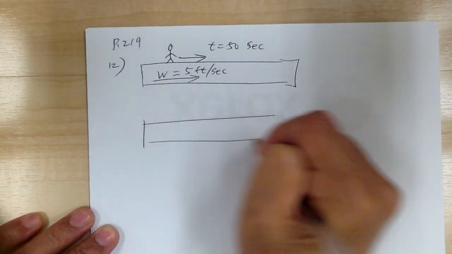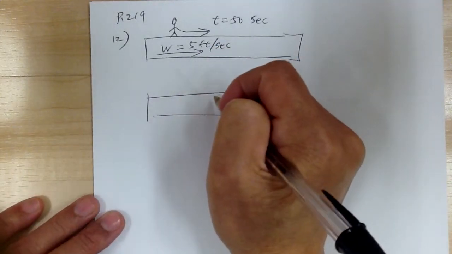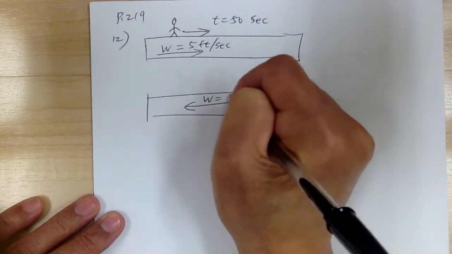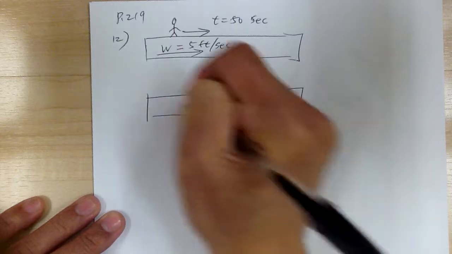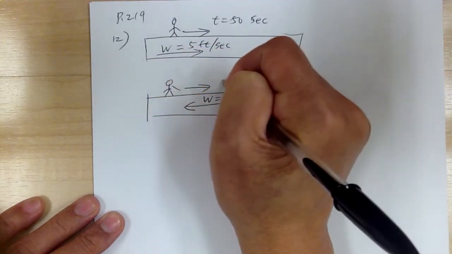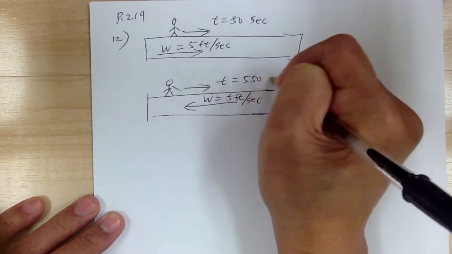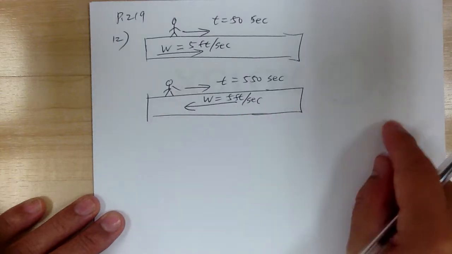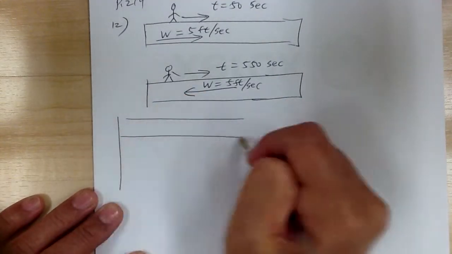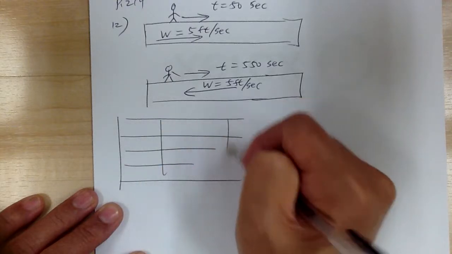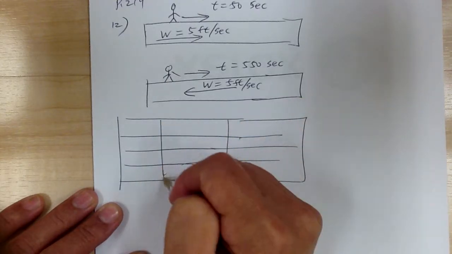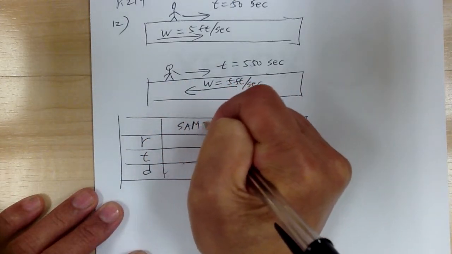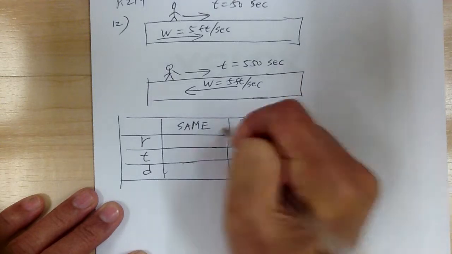Okay. Now the different scenario is when the walkway is going the opposite direction. And again, she's walking this way. In this case, t equal to 550 seconds. So you want to find out how fast she's walking. Okay, so you can make the table. There's r times time equal to distance. So this would be the same direction, and this would be the opposite direction.